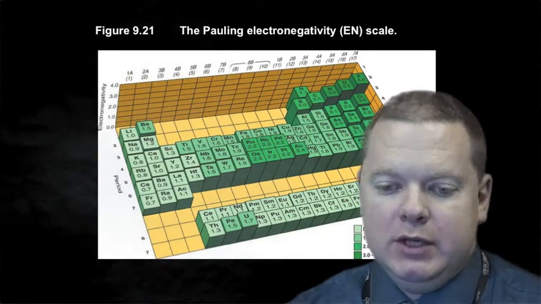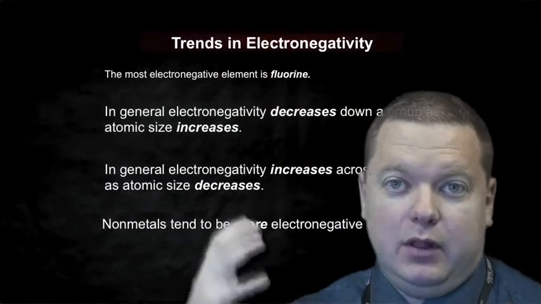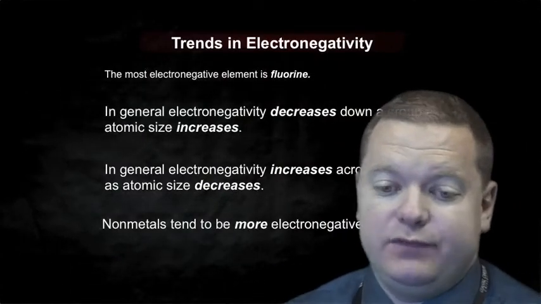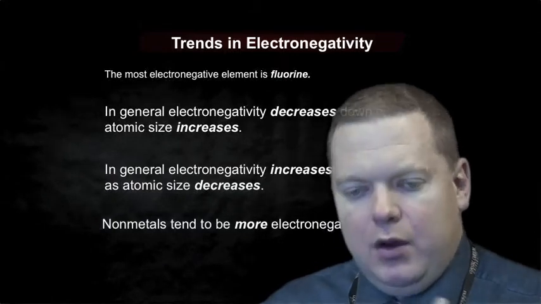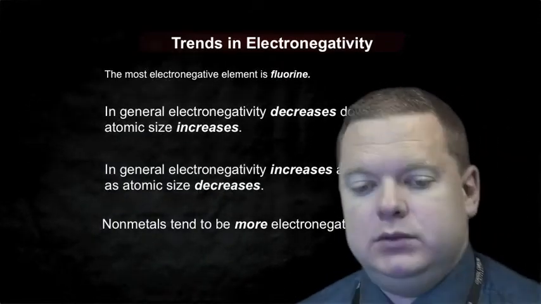We see in general a similar trend to what we've seen before. So in general, the most electronegative species is fluorine. Right? So at a peak of its electronegativity, the value there is 4.